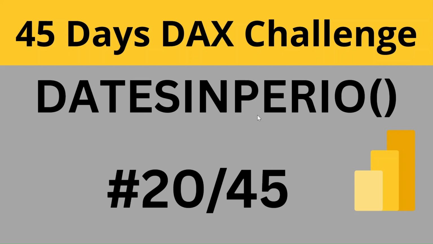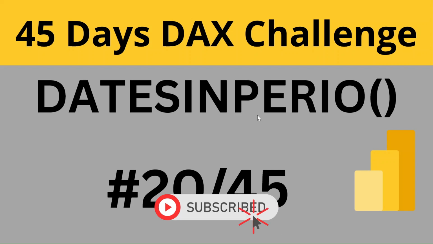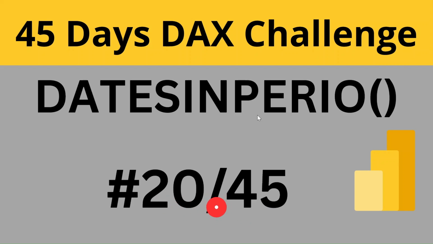So what is dates in period DAX function? It is a time intelligence function in Power BI and it returns a table of dates starting from a specific date and it moves forward or backward by a certain number of days, month or year. Okay, so if I tell you the definition, like what is the difference between dates between and dates in period. So in dates between you need to specify a start date and end date, but for dates in period only a start date is required. Okay, so I'll explain you everything in a bit.